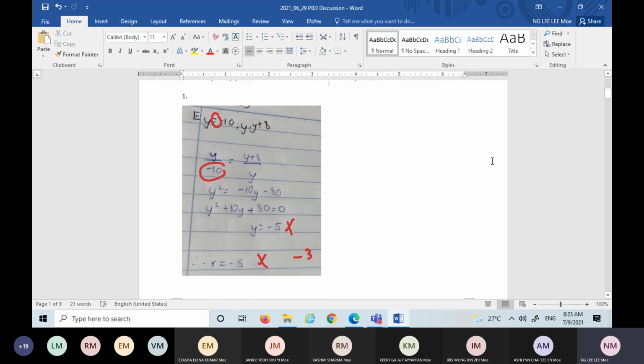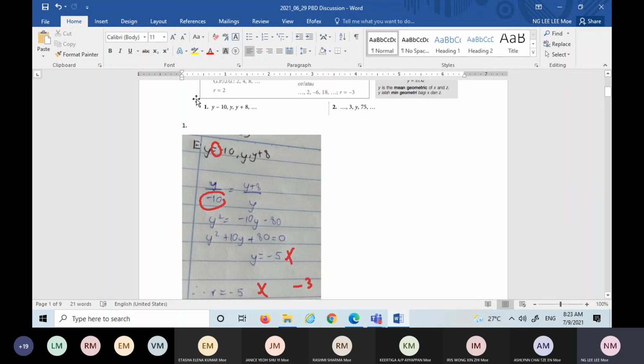Okay, this is question number 1. The question is y minus 10 for the first term, okay? But this girl wrote y equals 10. Y equals negative 10, sorry. My red color covered the negative here. Okay, so you see this girl, she went and wrote the first term as negative 10.